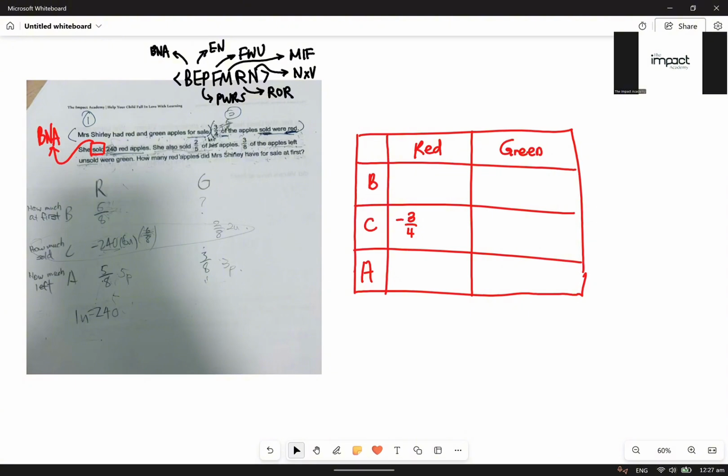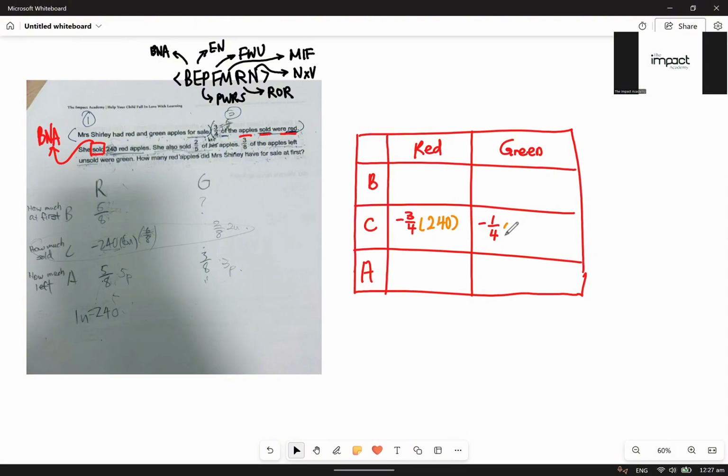Okay? When we minus 3 over 4, we realize that for green has to be minus 1 over 4. Why is that so? Because 3 over 4 of the apples sold were red. That means red is 3 over 4. The hidden information here is for green, which is 1 over 4, and that is for sold. And we also learned that she sold 240 red apples. So this is a big hint for me, right? That means to say whatever that is over here is 240.